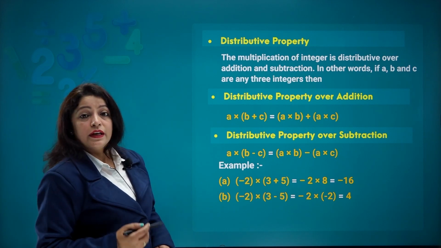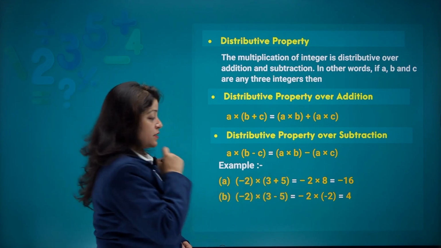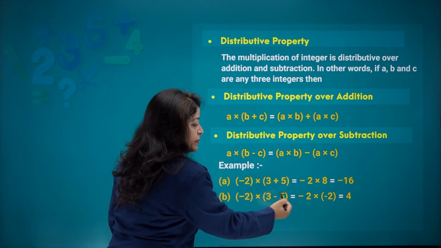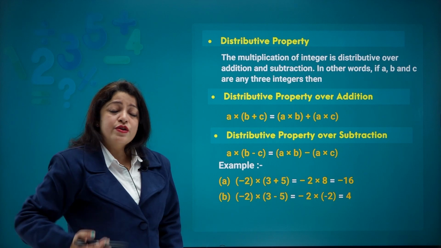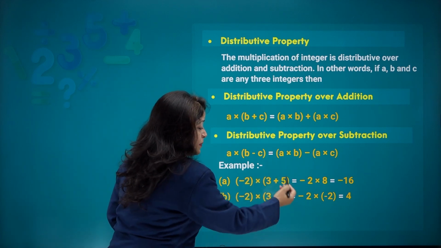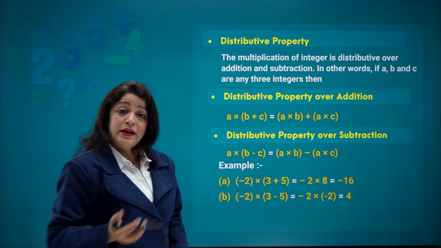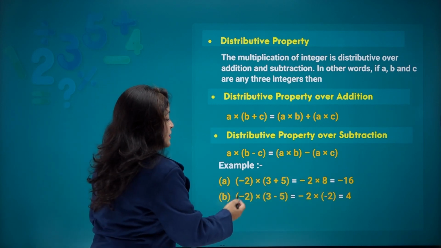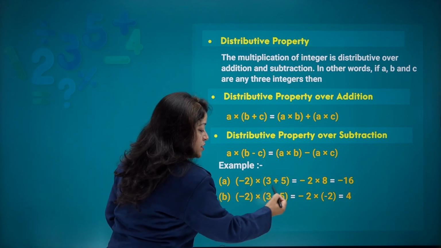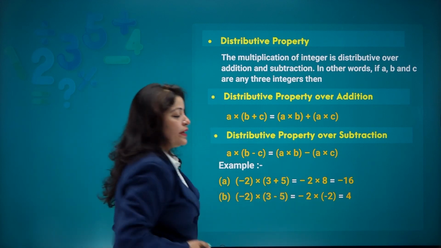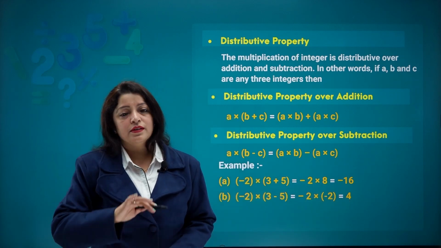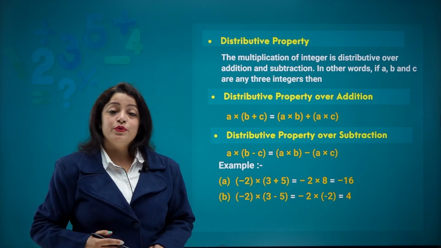For example, if minus 2 is multiplied by 3 plus 5, how can we do this? We can first do 3 plus 5. This is the general procedure that we follow using the BODMAS rule. Minus 2 is multiplied by 8, the result you will get is minus 16. If an example is given minus 2 into 3 minus 5, then how do we do it? We simply solve this. 3 minus 5 is minus 2, and minus 2 times minus 2, the result is 4. This is the simple method that we used till now.